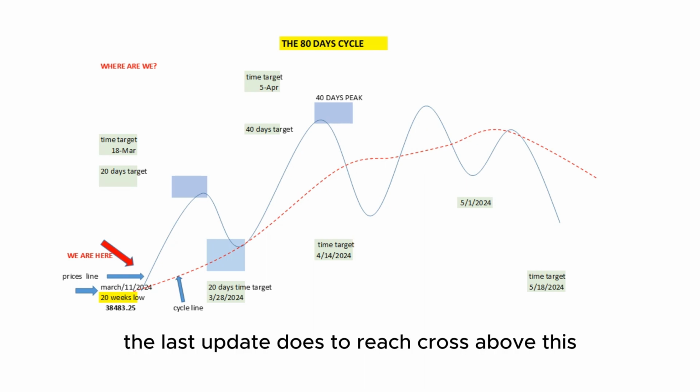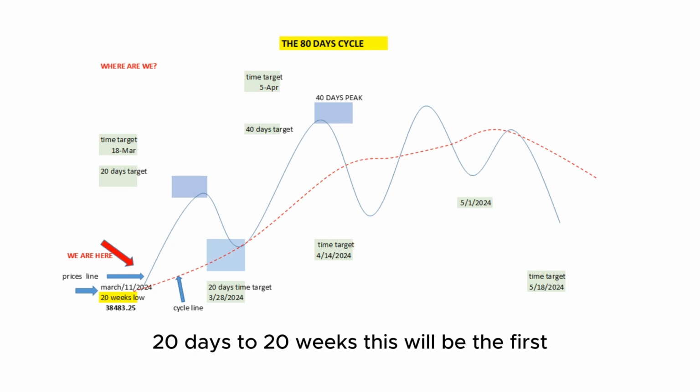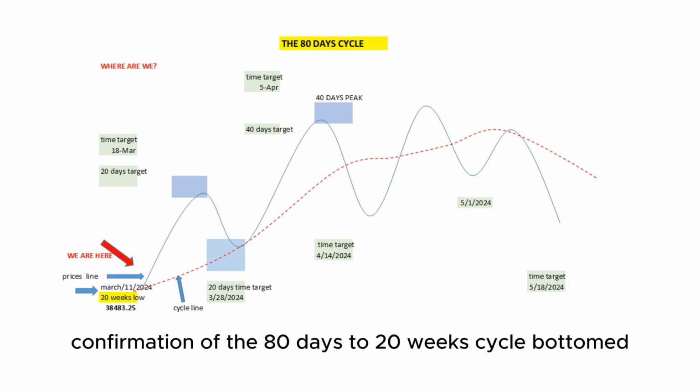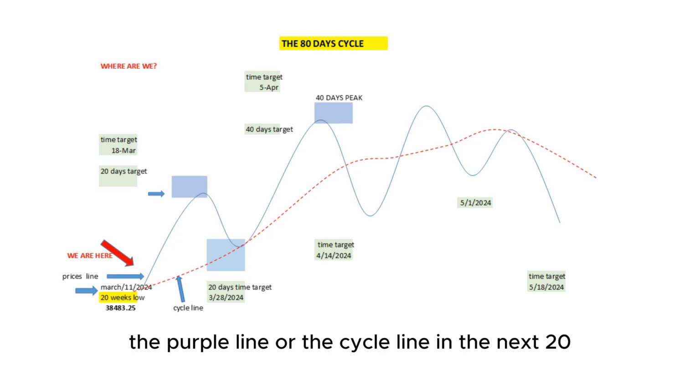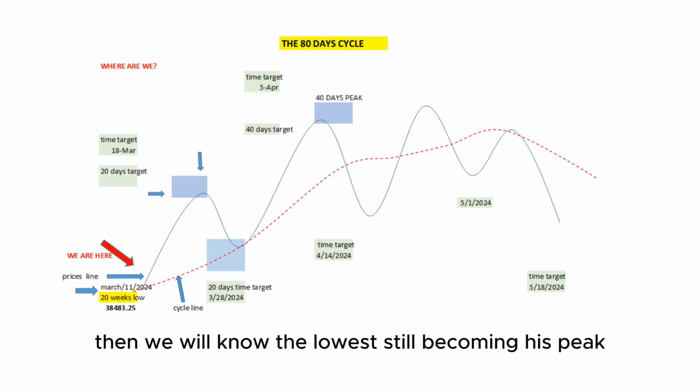Next time the Dow Jones Industrial Average crosses above its 20-day cycle line, the 20-week cycle low is ahead of or behind us. This will be the first confirmation of the 80-day and 20-week cycle bottom. If the Dow Jones Industrial Average provides an upside uptrend line, which should be met very quickly, the purple line or the cycle line in the next 2 weeks, the 20-day cycle peak. Then we will know the low is still to come.